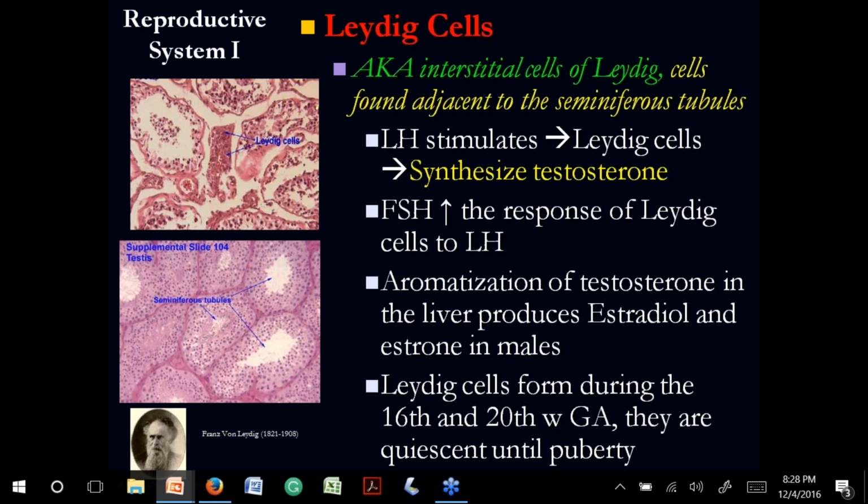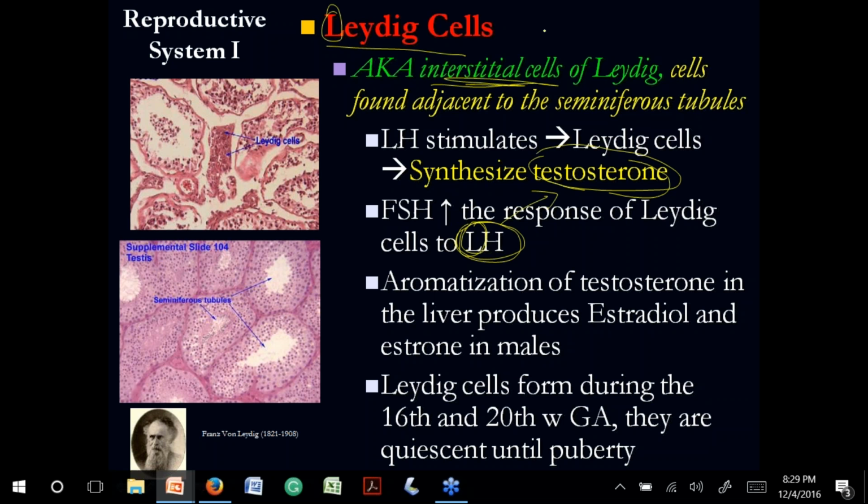Okay, so here we have the Leydig cells, also called the interstitial cells. This is the one that is going to produce testosterone. FSH increases the response of Leydig cells to LH, but the main hormone that leads to the production of testosterone is LH. So just remember, Leydig cells, L, are stimulated by LH. So L and L.